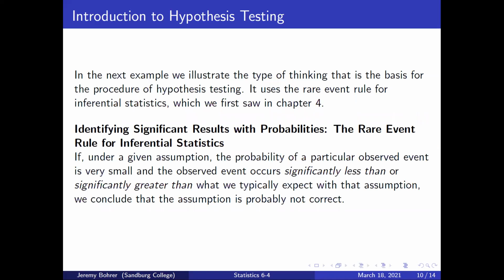In the next example, we illustrate the type of thinking that is the basis for the procedure of hypothesis testing. It uses the rare event rule for inferential statistics, which we first saw in Chapter 4. Identifying significant results with probabilities, the rare event rule for inferential statistics: if, under a given assumption, the probability of a particular observed event is very small, and the observed event occurs significantly less than or significantly greater than what we typically expect with that assumption, we conclude that the assumption is probably not correct.